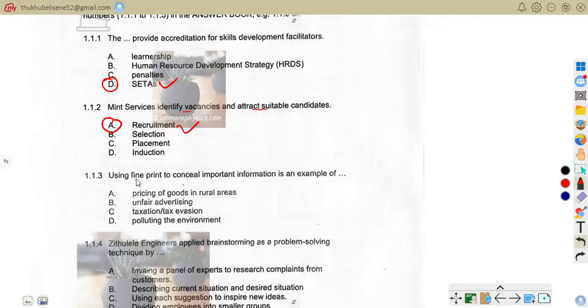1.1.3 says using fine print to conceal important information is an example of pricing of goods in rural areas, unfair advertising, taxation or tax evasion, polluting the environment. So it is unfair advertising. It is unfair advertising using fine print to conceal important information. So the correct answer there is C.